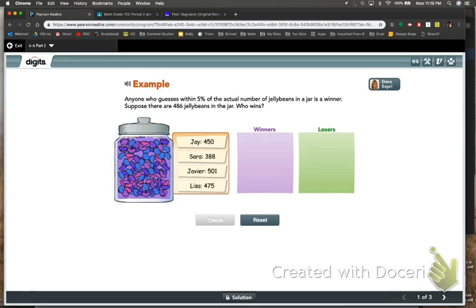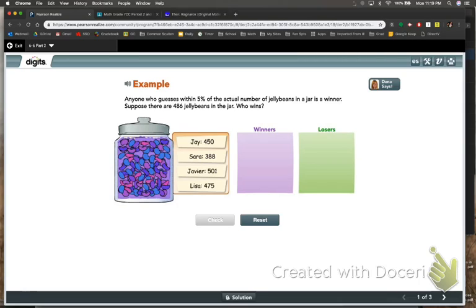Who wins? I actually remember doing this a lot at my father's picnics for his company, where you have to guess how many candies are in a jar, and whoever guessed closest would get a pretty good surprise, or a prize for that matter.